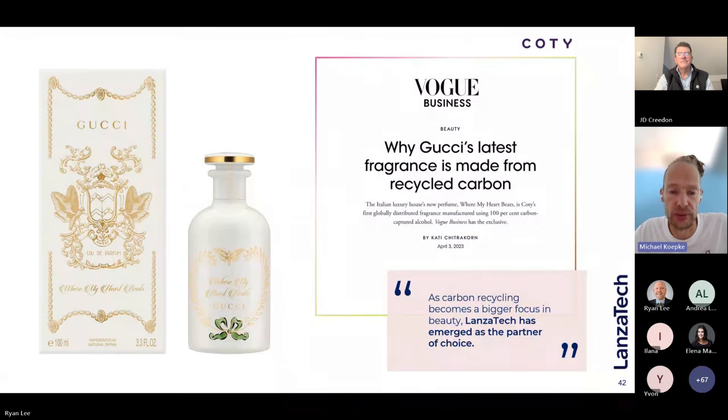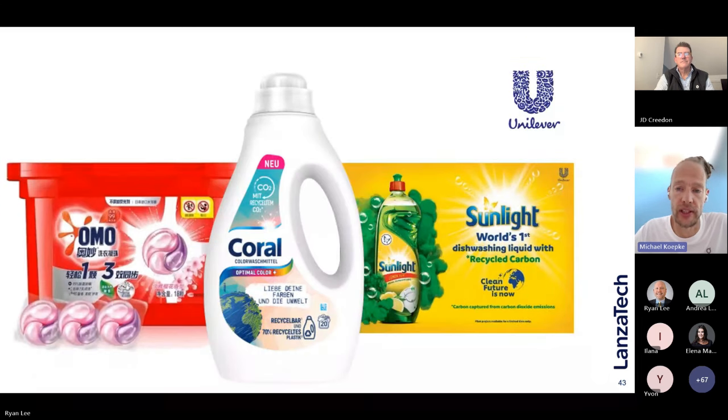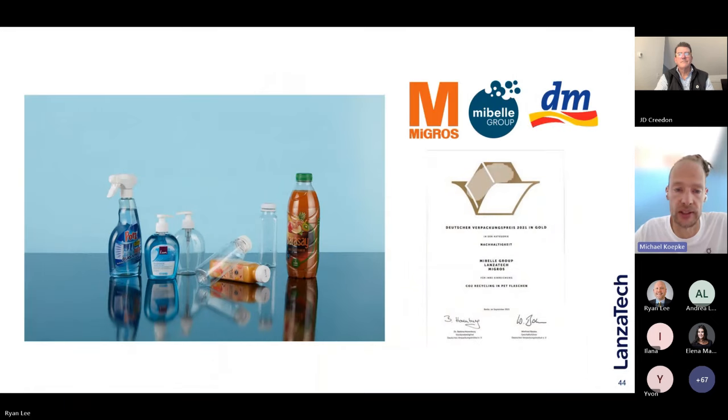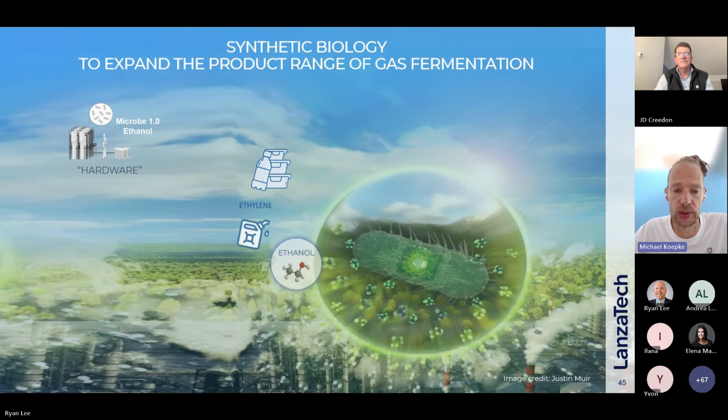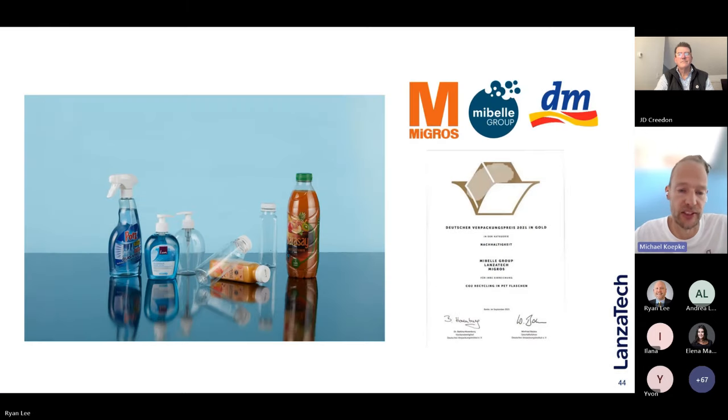Coty with Gucci has a perfume where the alcohol is 100% LanzaTech ethanol from recycled carbon. If we go forward, we have other work with Unilever for various detergents and cleaning products, and also with Mibel and Migros. In this case, the packaging is also made out of a PET derived from the recycled carbon ethanol.